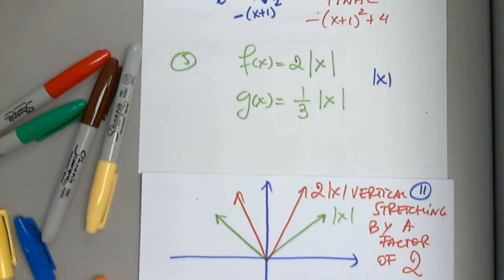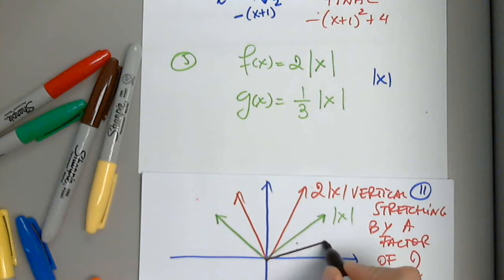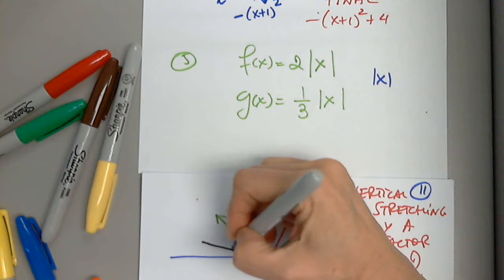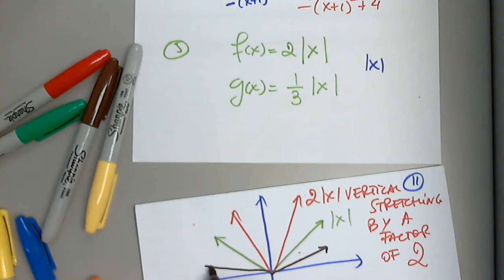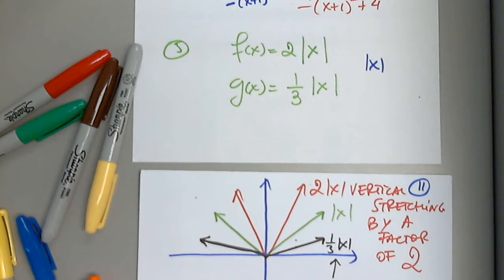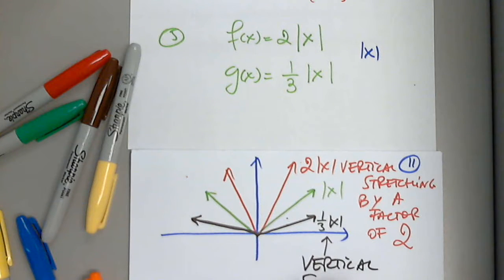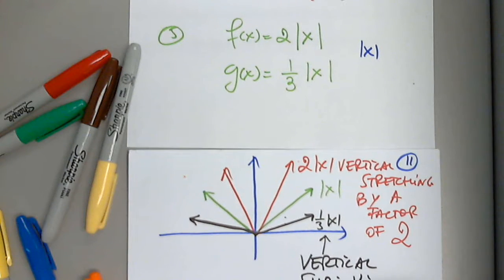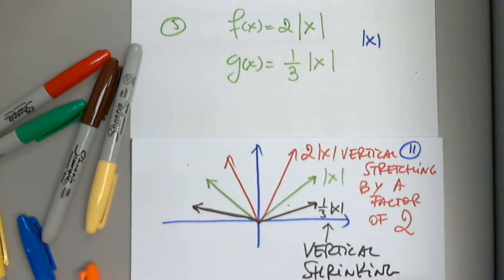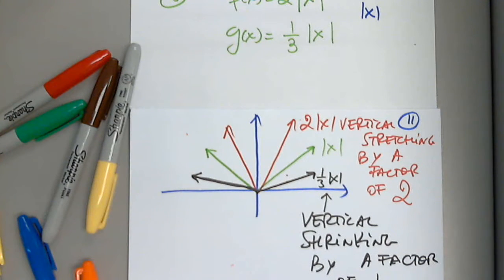So here's how I determine that. This height is divided by 3. So here it is. If it's a fraction, it gets wider. Yes. So this is 1/3 the absolute value of x, and this is called a vertical shrinking. By a factor of, careful, very good, by a factor of 1/3.